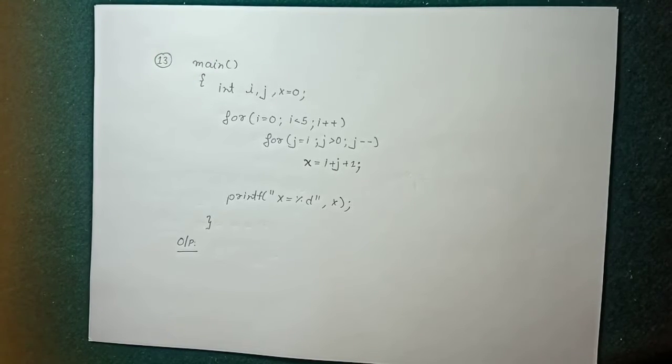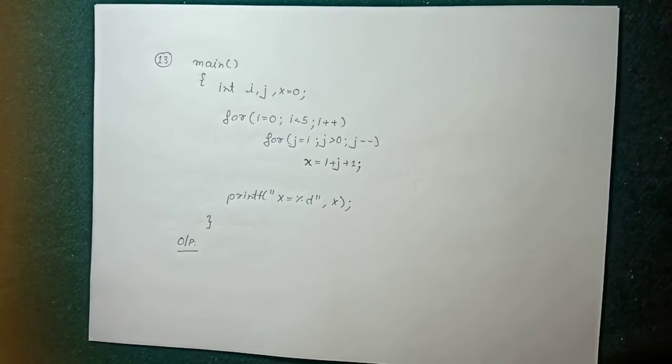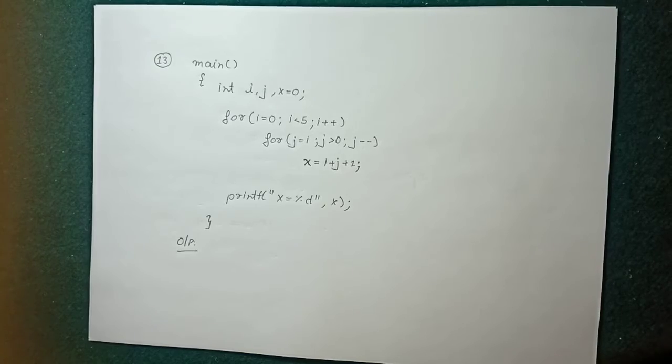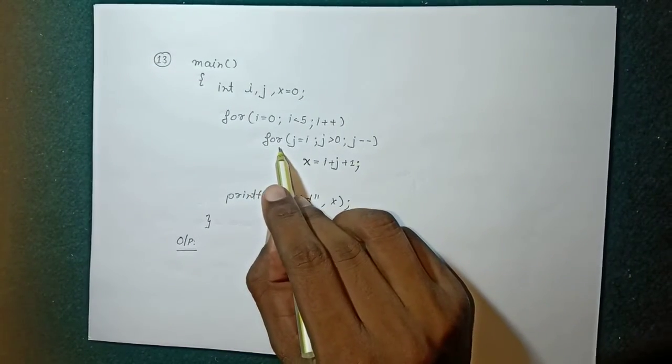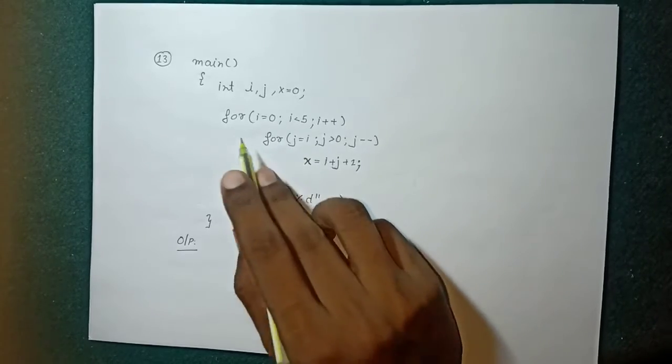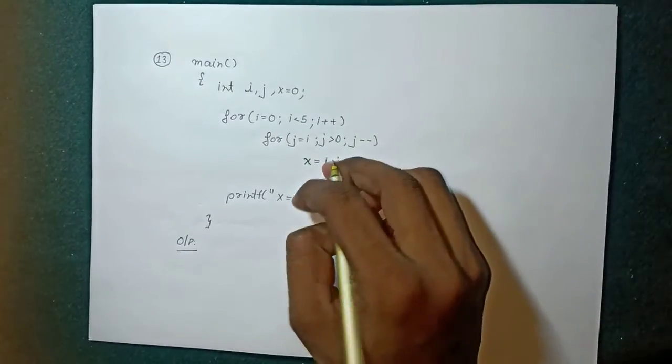Okay guys, let's see the solution of this question. This question is based on the concept of nested loops, in which we can see a for loop and another for loop inside this for loop. Okay, so let's see it.